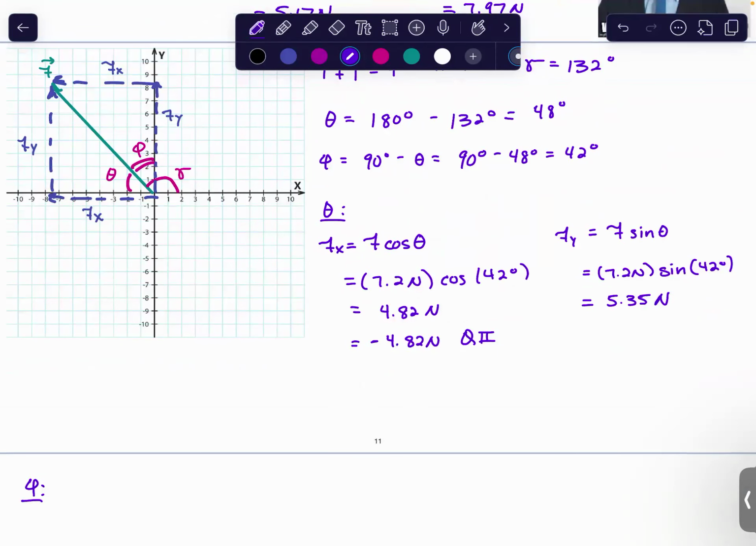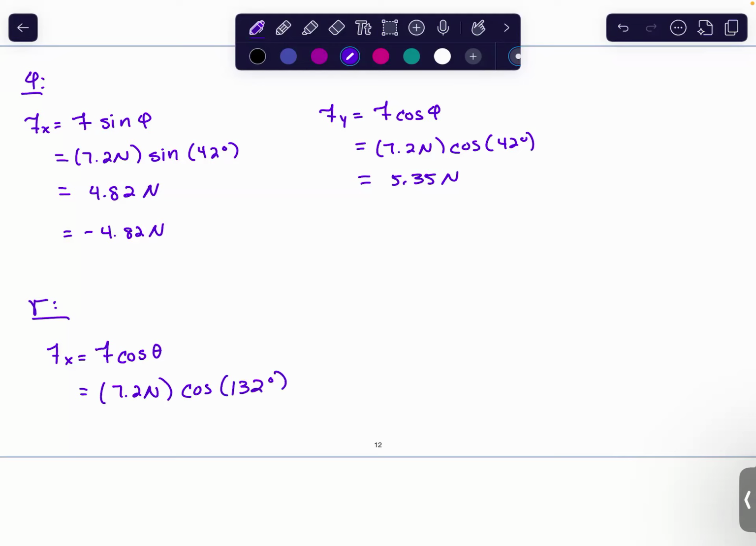Now, the great thing about this is when you put this in, you have your 7.2 newtons times cosine of 132 degrees. The great thing about these generalized functions, if you have that angle from the positive x-axis, the calculation will automatically give you the proper sign. So the cosine of any angle between 90 and 180 degrees will give you a negative sign. Well, actually further than that, between 90 and 270, it'll give you a negative sign.